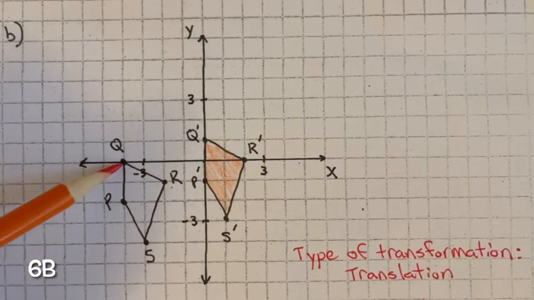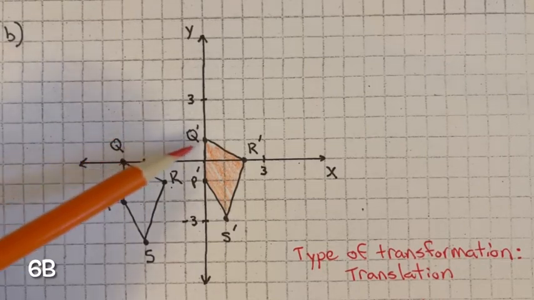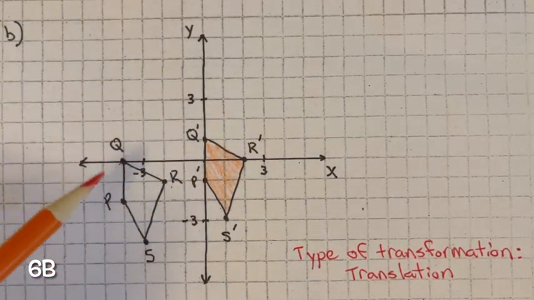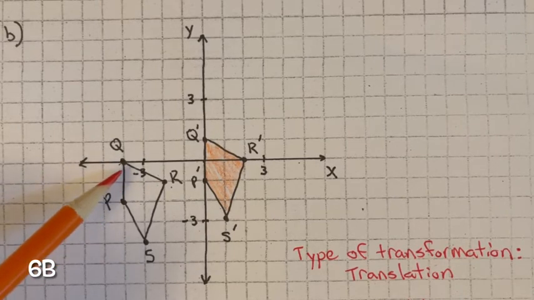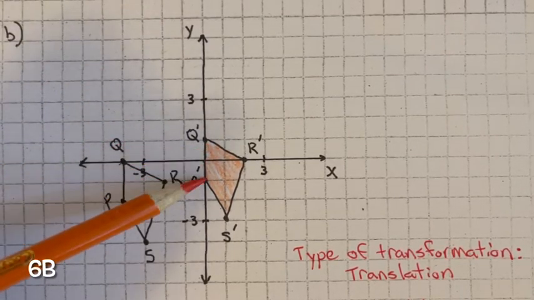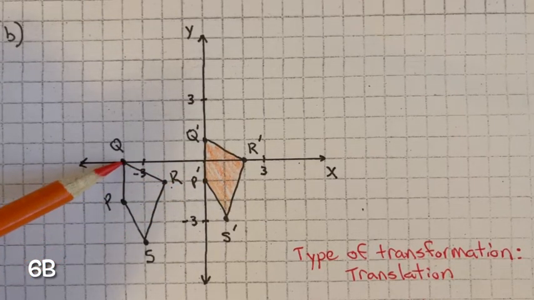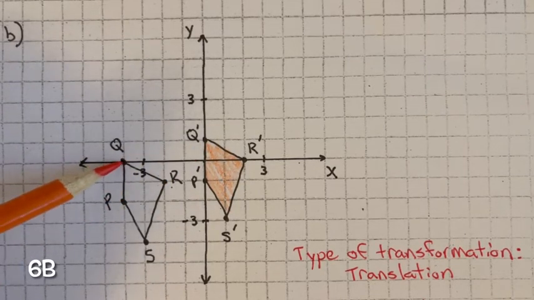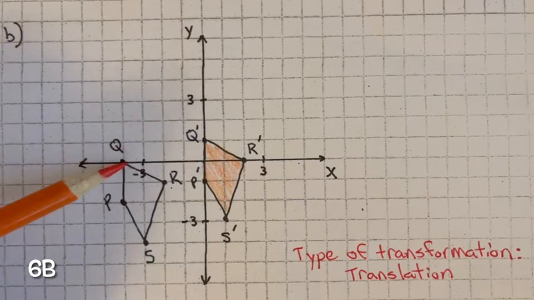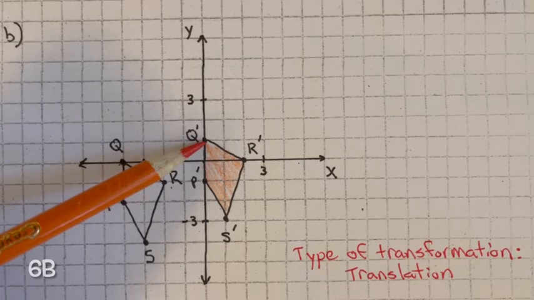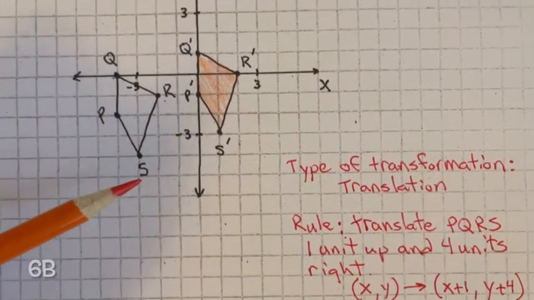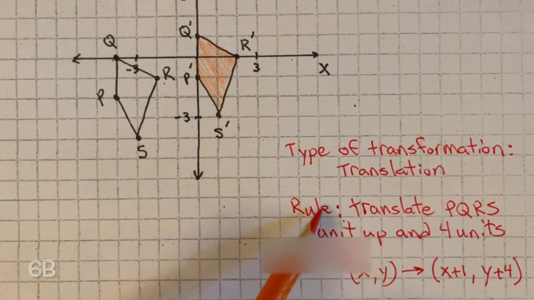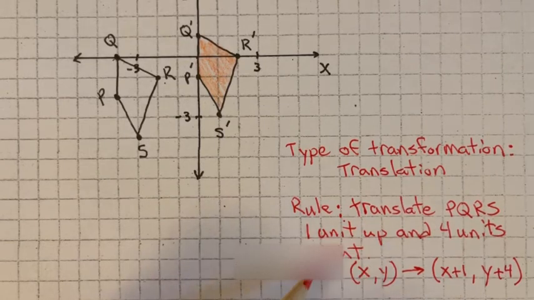And I can tell that the orientation has not changed. It hasn't rotated or flipped or reflected over a line of reflection. So it has the same orientation, so that's telling me that it's being translated. It's being slid from here to here. And I can see that Q to Q prime is 1 unit up and 1, 2, 3, 4 units to the right. So the rule is we're translating PQRS 1 unit up and 4 units to the right.